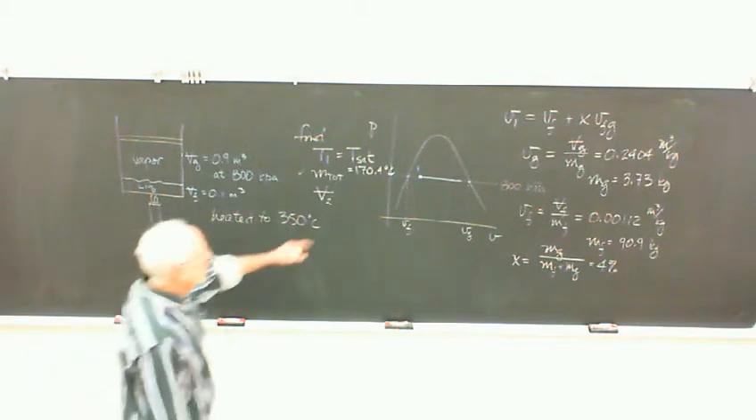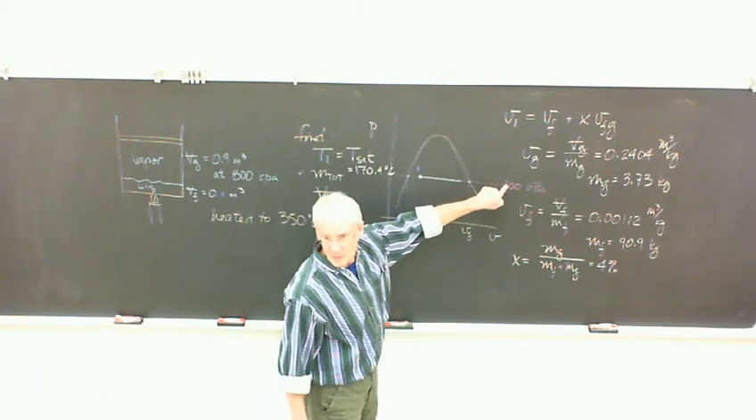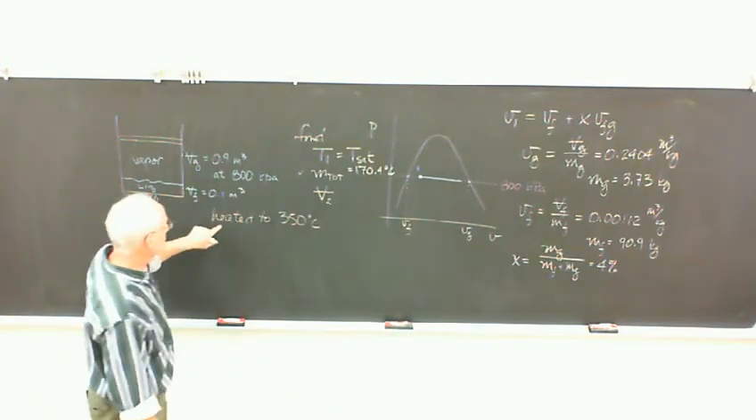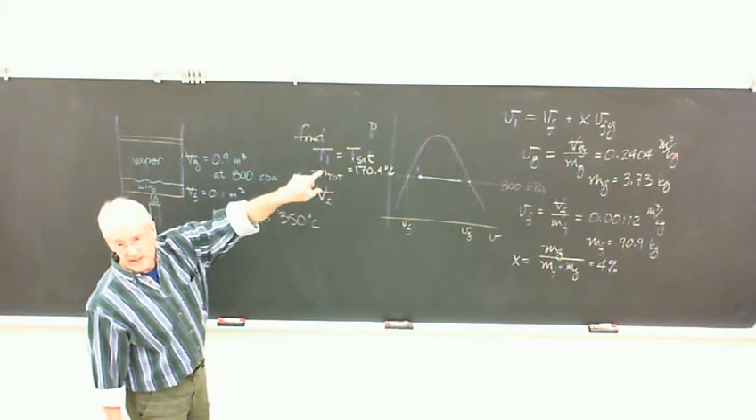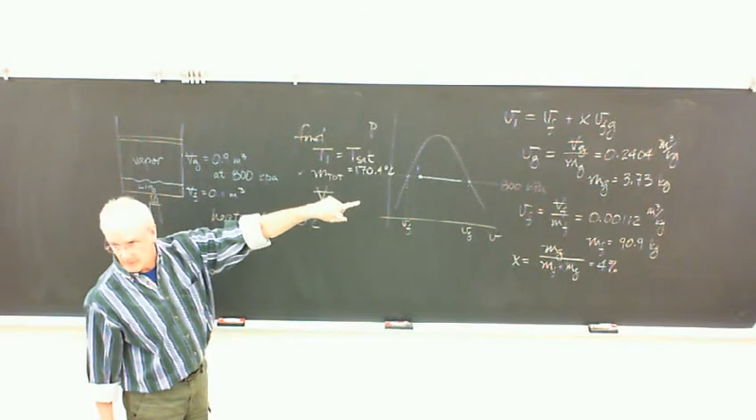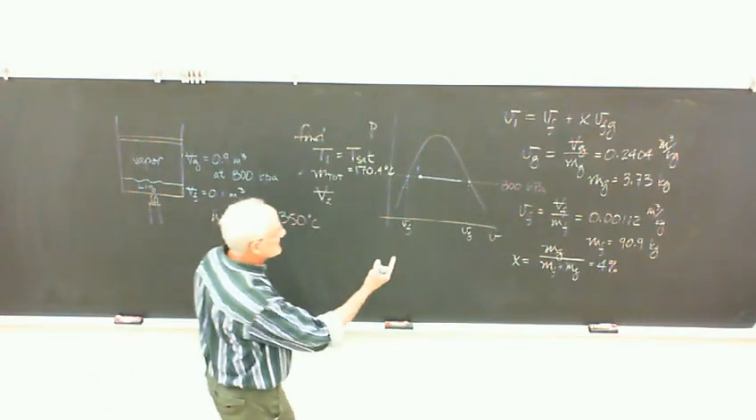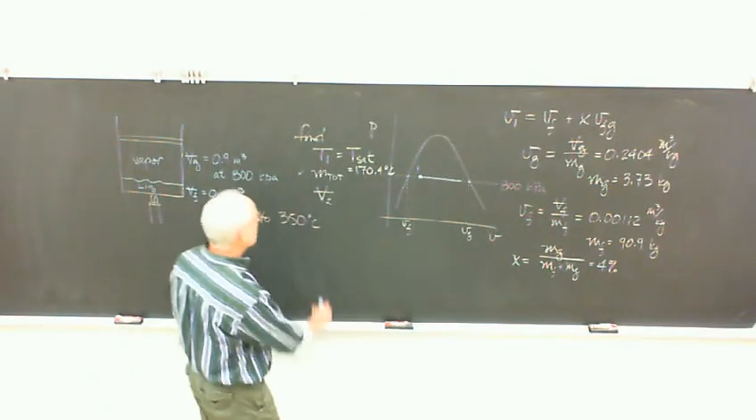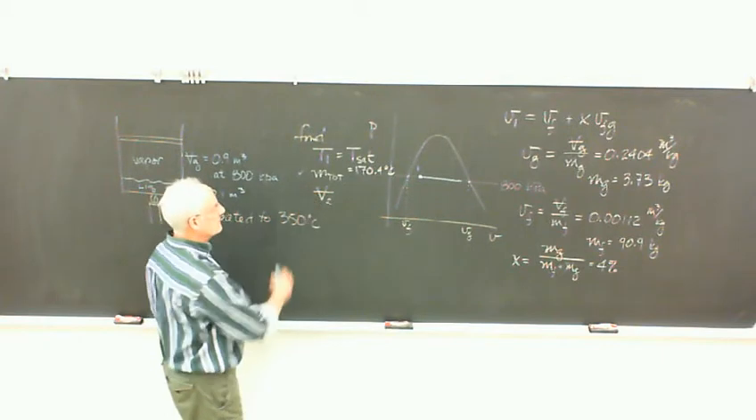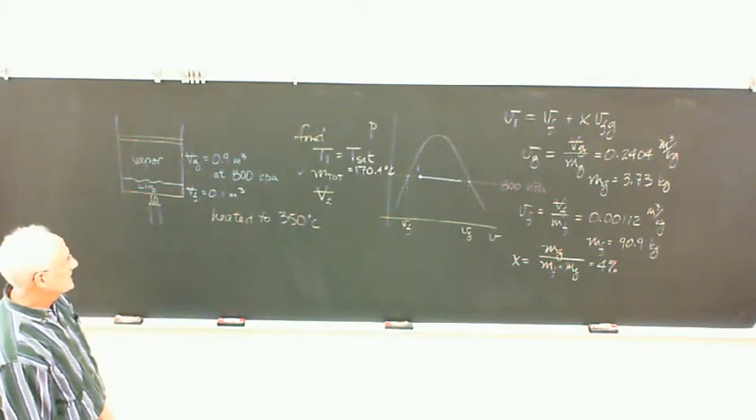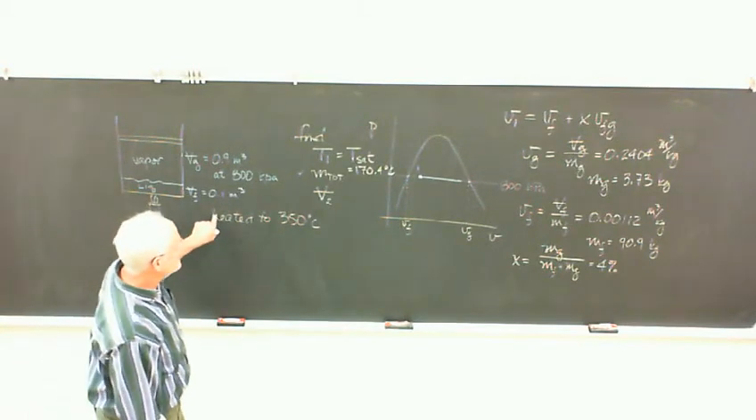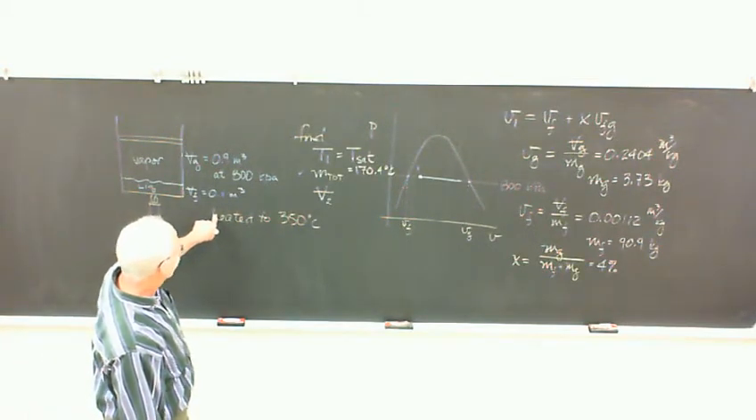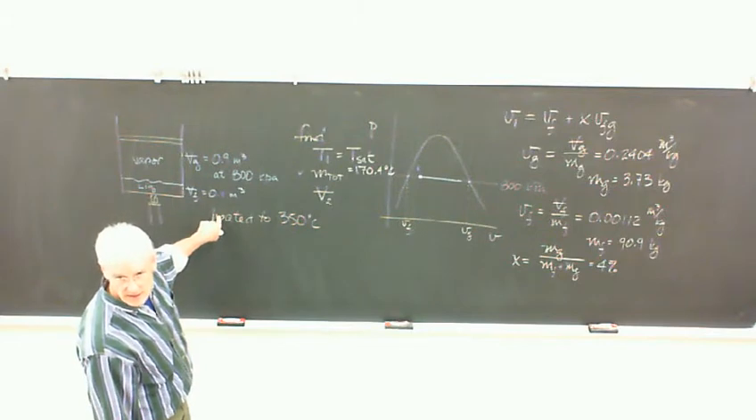Alright, so we don't know where we are for state point two. We need that to find the volume, which we're going to get from the specific volume. If we can find state point two, we can get the specific volume. We can use that with the mass to find out what the total volume is. So we need something else. We know that it's heated to 350 degrees.